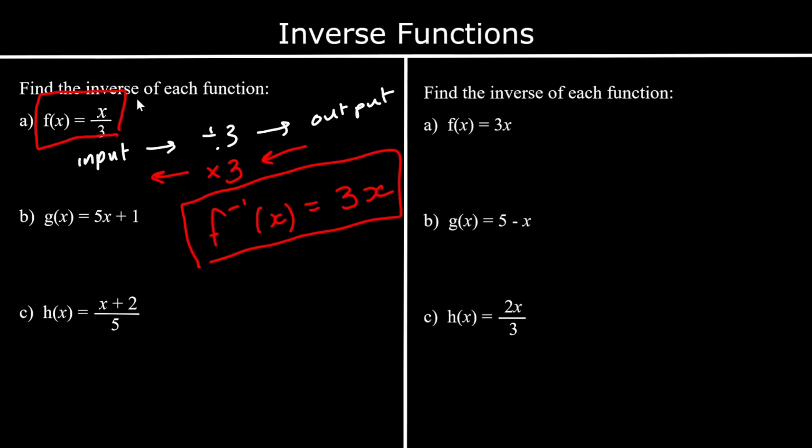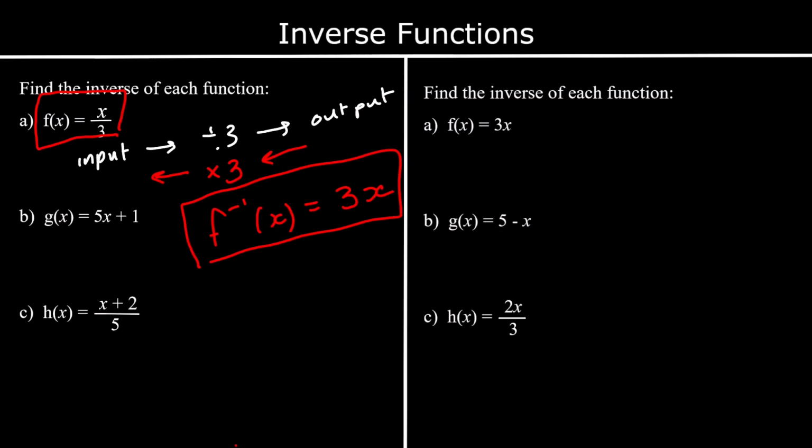So if we put in 30 into our original, 30 divided by 3 is 10. And then we put 10 in to our inverse. 10 times 3 takes us back to 30. It does the opposite thing. It goes from the output back to the input. It's the opposite function.